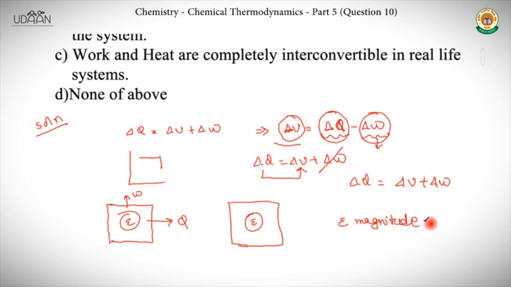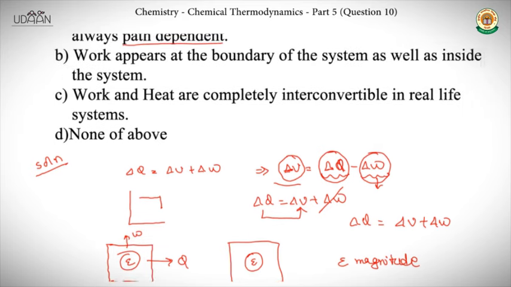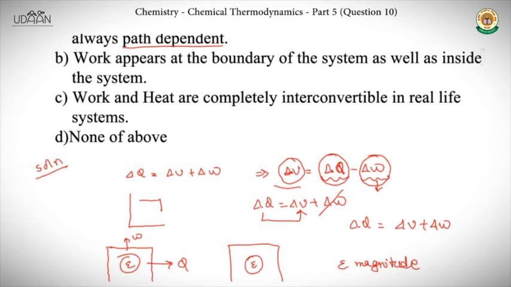So work always lies at the boundary. This energy will try to escape from the system, and that will escape as work. So work always lies at the boundary of the system, but not inside the system, since it is not a property of the system. So the second statement is contradicting: as well as inside the system. So option B is wrong. So A and B are wrong. Let's move on to C.